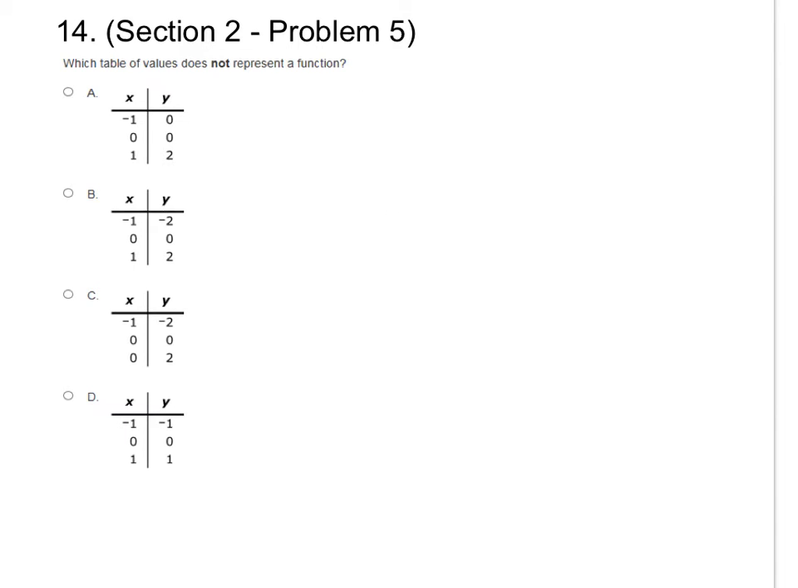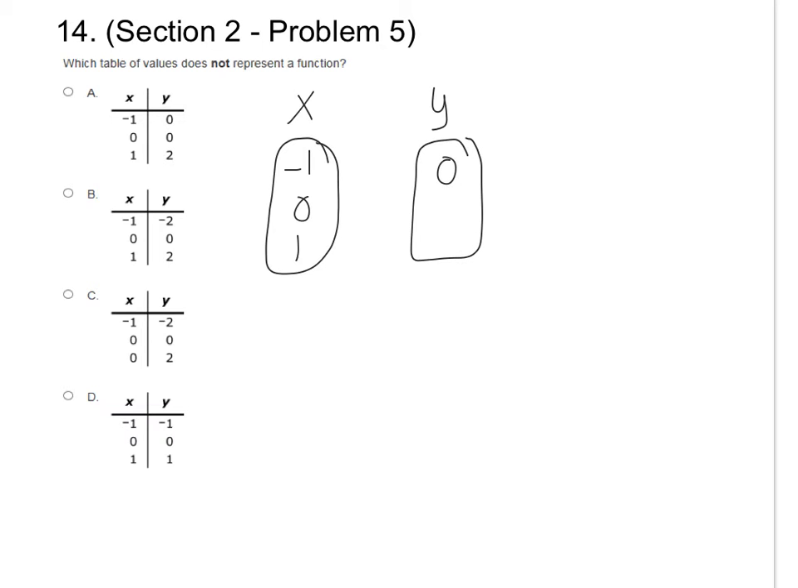So let's put the first one into a mapping diagram. I'm going to have my x values over here, and I put negative 1, 0, and 1. And then my y values, I'm going to put 0 and 2. And remember, you don't repeat. Even though there are 2 zeros here, I only put the 0 once when I do my map diagram. So now I'll draw arrows to my ordered pairs. So negative 1, 0 is an ordered pair. 0, 0 is an ordered pair, and 1, 2 is an ordered pair.